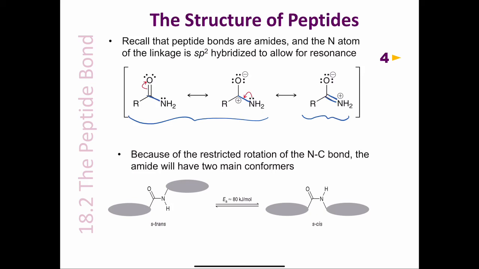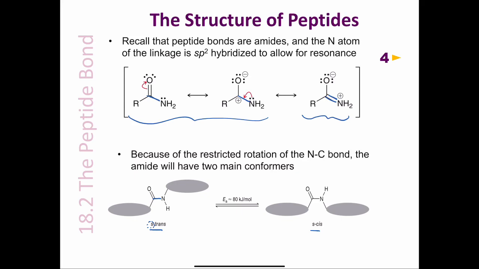and the amide is going to have 2 main conformers that are shown here. So we have the S-trans and the S-cis. Now you've probably heard of cis and trans in alkenes, and those are with respect to double bonds. But since this is drawn as a sigma bond or a single bond, that's what the S stands for. That stands for single or sigma.